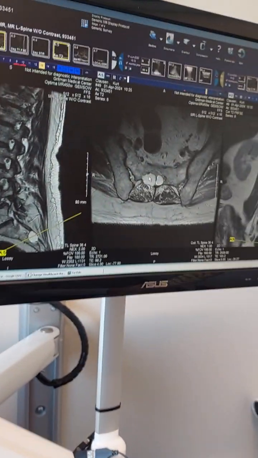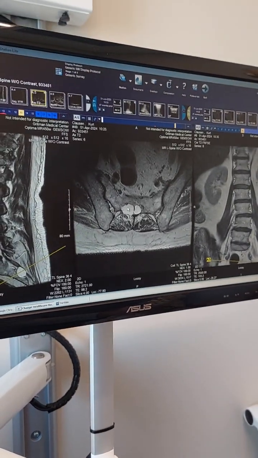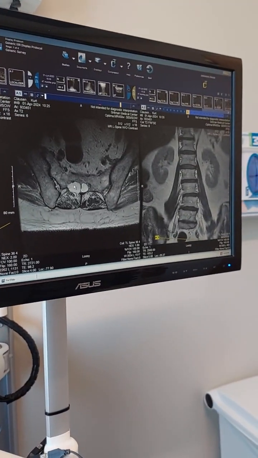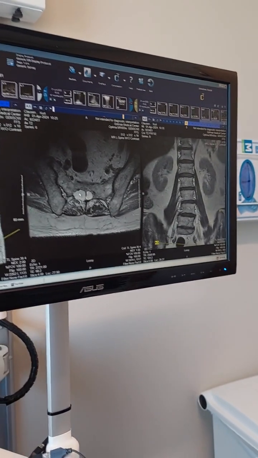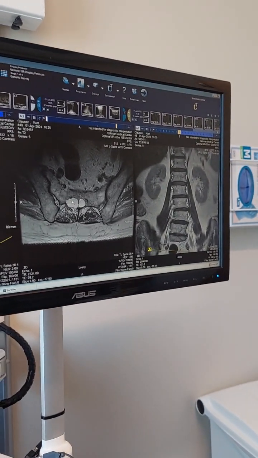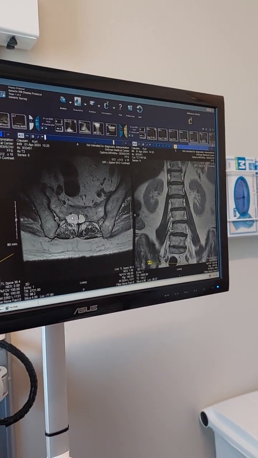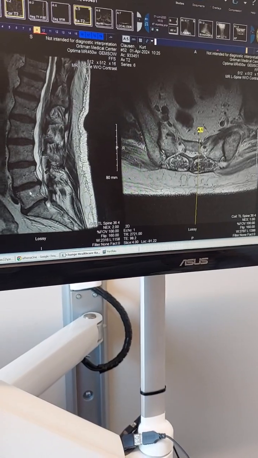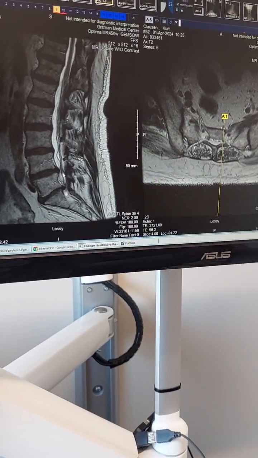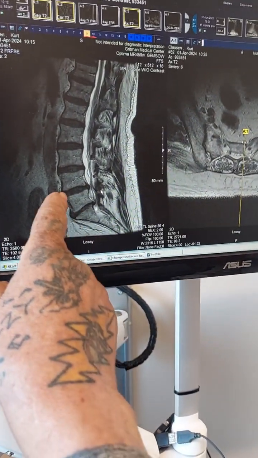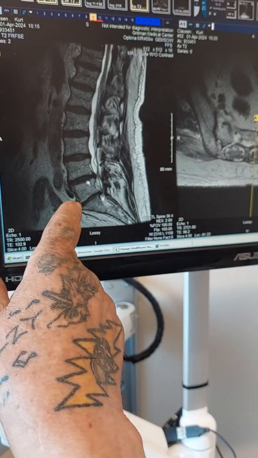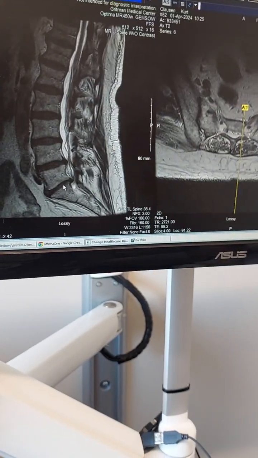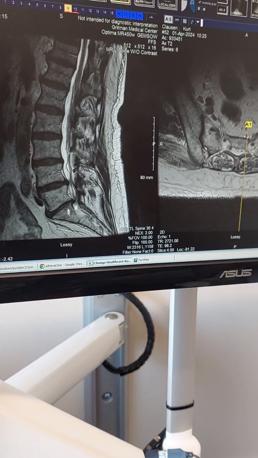So typically, if it were up at S1, S1 goes straight down the back of the leg. And so, yes, that could give you some. But I'm betting the problem that you're having with your legs is actually coming from right here and right here. These bulges are at L4-5 and L5-S1. So the bottom two disc levels.